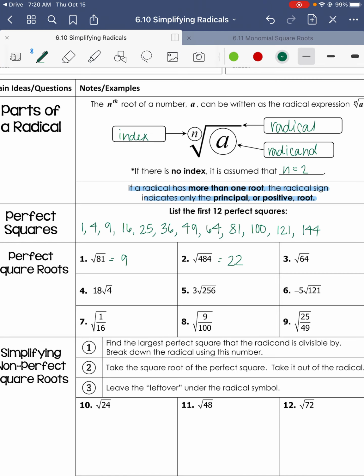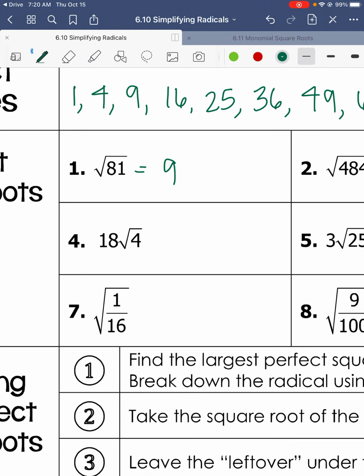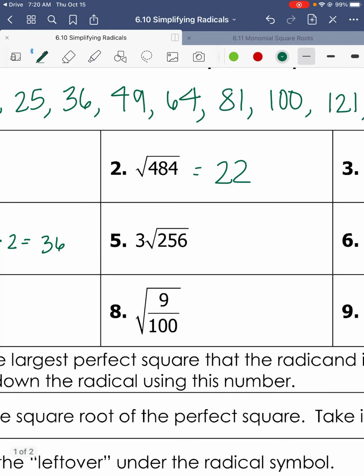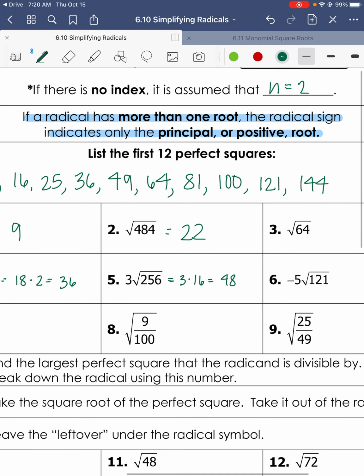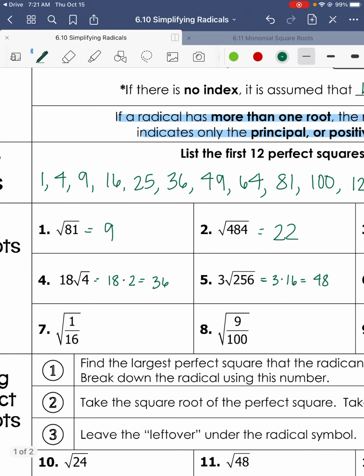If we look at 4 and 5, now we're dealing with numbers out front. The only thing that's different is that these are just being multiplied together, right? So what we do is we write this as 18 times, and instead of writing the square root of 4, we'll just write the principal root, which is 2. 18 times 2 is 36. Same thing with 5. This is equal to 3 times the square root of 256, and you can use a calculator to help you with these bigger ones. The square root of 256 is actually 16, so this is saying 3 times 16, which is 48. Okay, so you try number 6 on your own there.